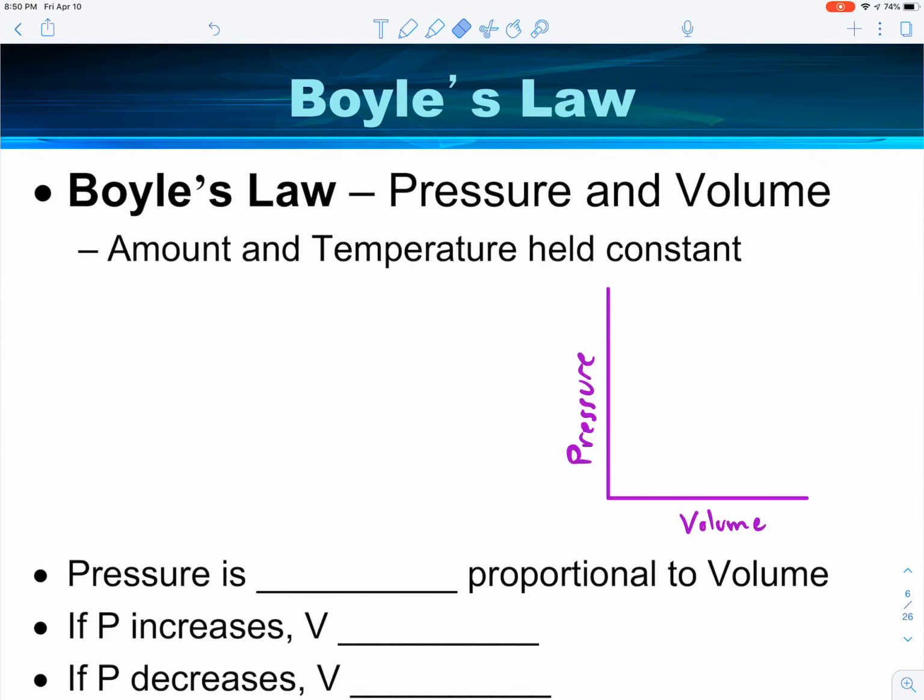For example, for Boyle's law, try to fill in the graphical relationship between pressure and volume. Try to think of an example and try to fill in these blanks down below. Okay, and if you want to pause and do that and then check your work with my work, you can.